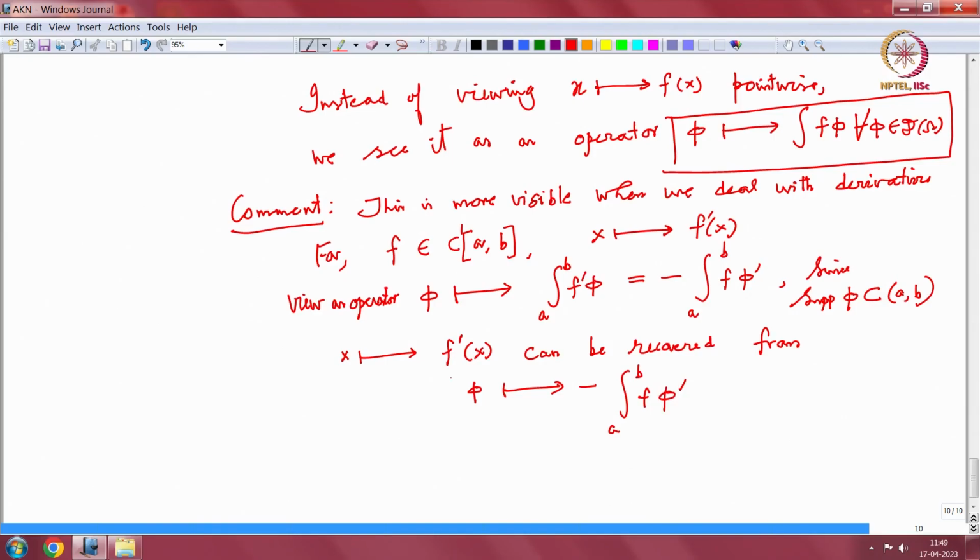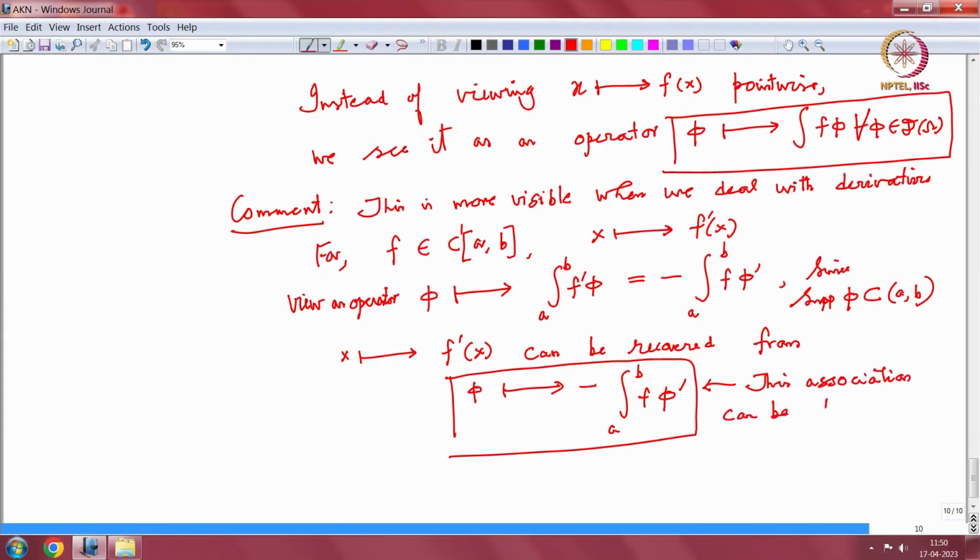And what is the advantage? This can be defined even for non-differentiable functions. Though we started with a differentiable function, this association can be defined for non-differentiable functions, you see.